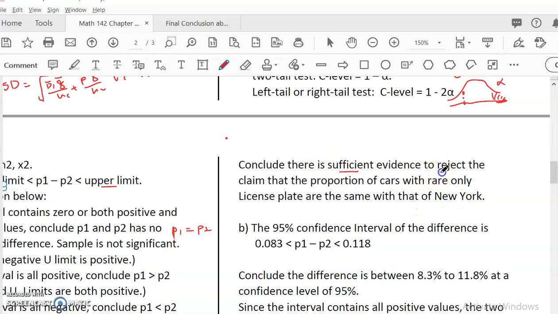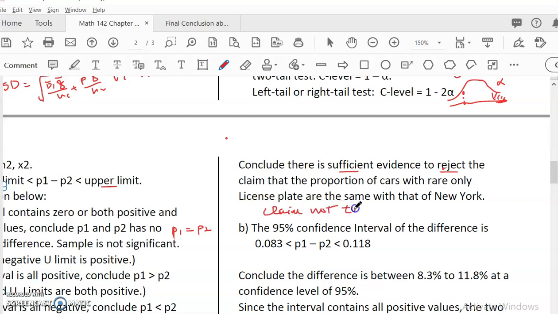Sufficient evidence to reject the claim. You are rejecting that they're the same. That means they're not the same, right? Look carefully. You have sufficient evidence to reject that they're the same. You say, I have evidence to say that you're not the same because you're like 7 tick marks away. To say that the difference is 0 is not very good. So the claim is not true, right?